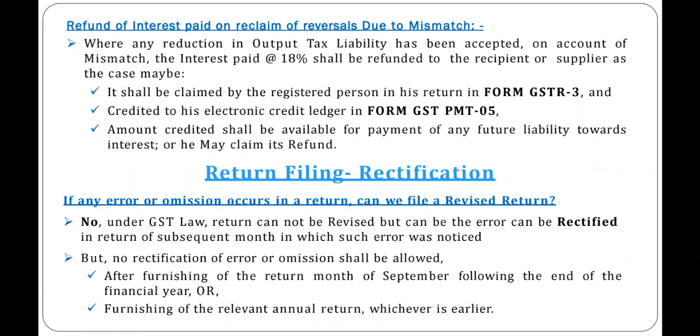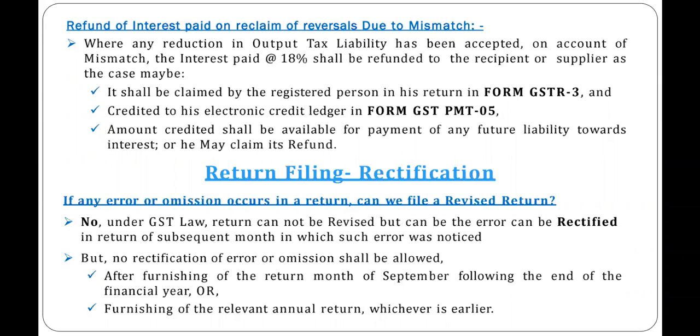Where any reduction in output tax liability has been accepted on account of mismatch, right? In the output tax liability, there has been a mismatch. What you are showing is different from what it exactly is as per the tax rules. The interest paid at 18% shall be refunded to the recipient or the supplier as the case may be. Up to 18%, the interest will be paid because there has been a mismatch, right? It will be paid to the recipient or to the supplier as the case may be.